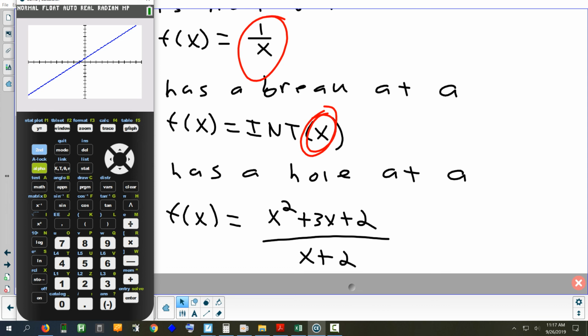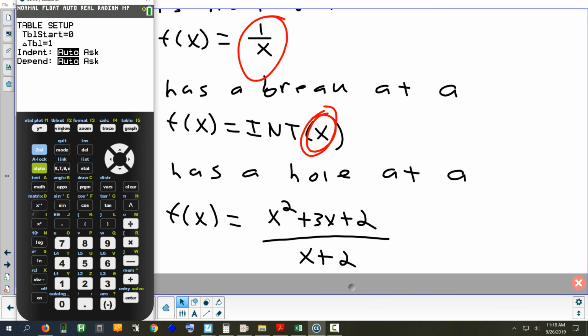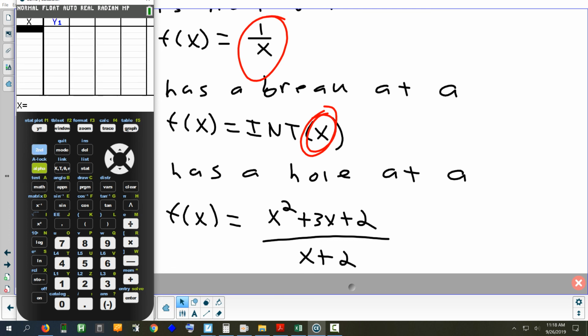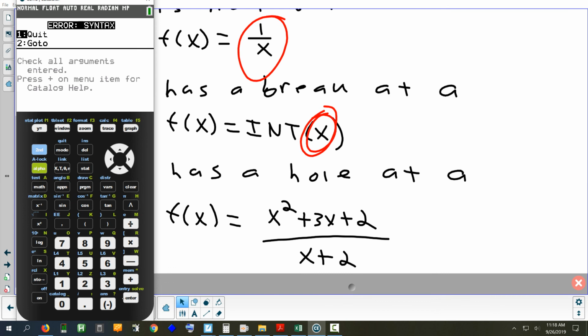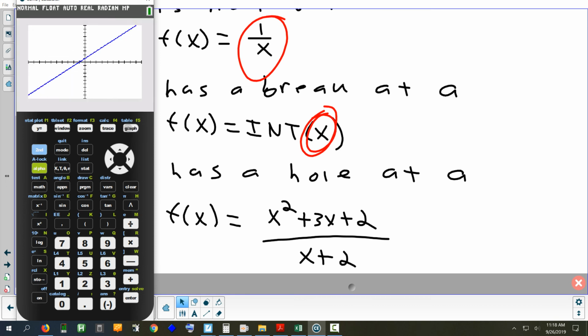Well, we know if we go to the table, try typing in, let's go to second table setup. Let's make it so I can type in whatever I want. And let's type in -2. But you actually have to type in -2. Error. Doesn't work. Doesn't work. So what's happening here? Let's look at this.